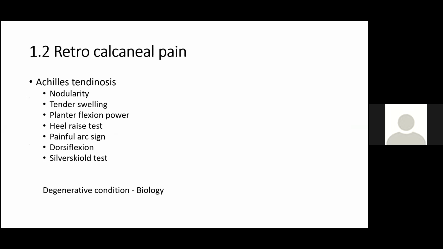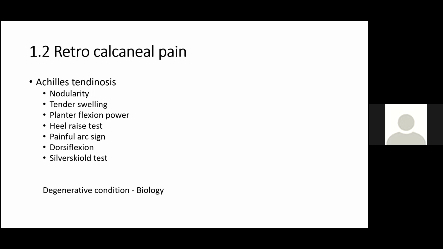What is Achilles tendinosis? It's a pure degenerative condition with micro tears and a failed repair process. There will be micro nodules, which are fibrous nodules. This nodularity will worsen and lead to pain and swelling. And you can feel some tender nodules. And the plantar flexion power will be reduced. It will be reduced. It won't be absent. It's not like in ruptures.